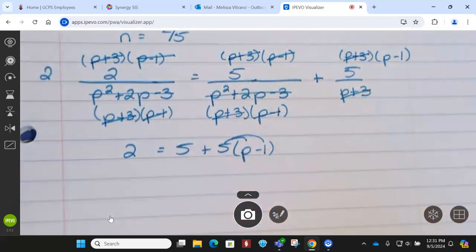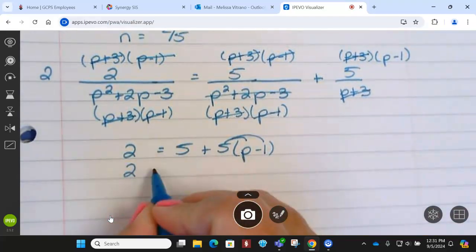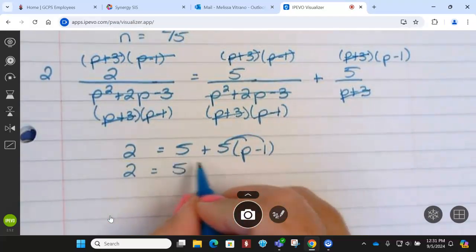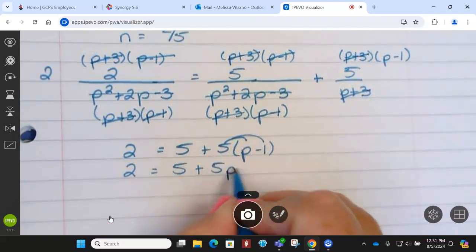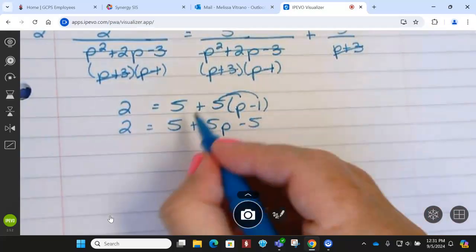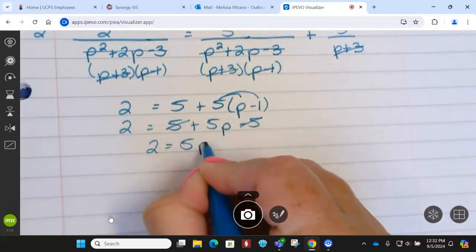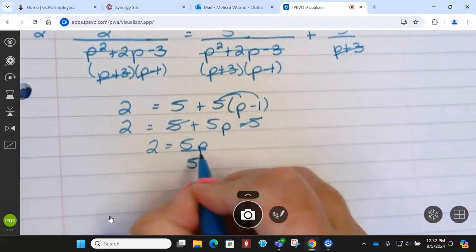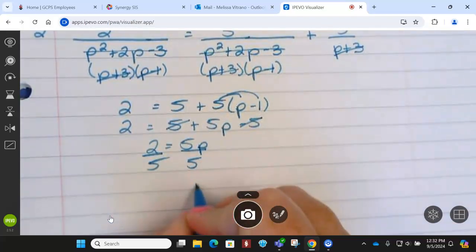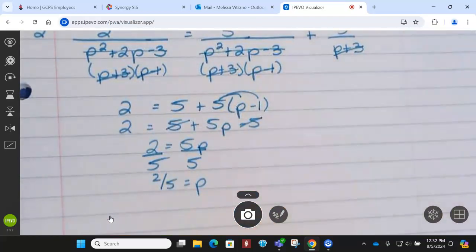Before we do anything, we do have to distribute. So 5 plus 5p minus 5. Well, 5 minus 5, that actually cancels, so we're left with 2 equals 5p. And we're solving for p, so divide by 5. So p equals 2 over 5. Okay.